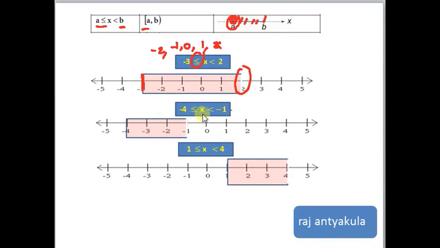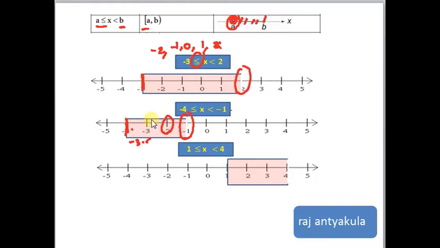For example here, minus 4 less than or equal to x less than minus 1. It means x can take minus 4. But x can't take minus 1 because the equal to symbol is not there. So we can say that x can take minus 3.5. X can take minus 2.